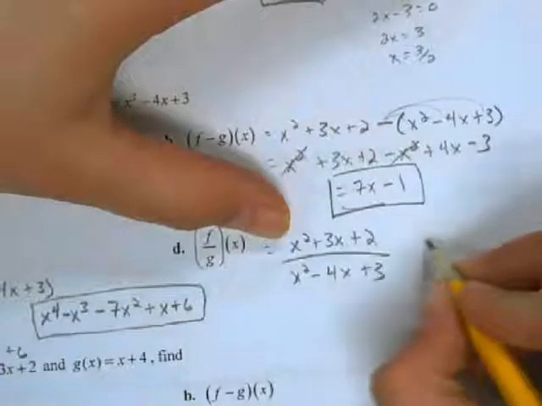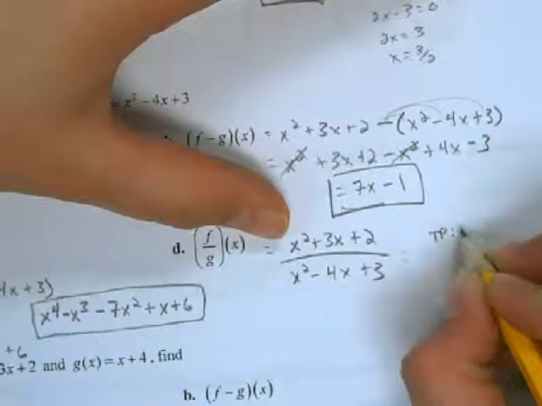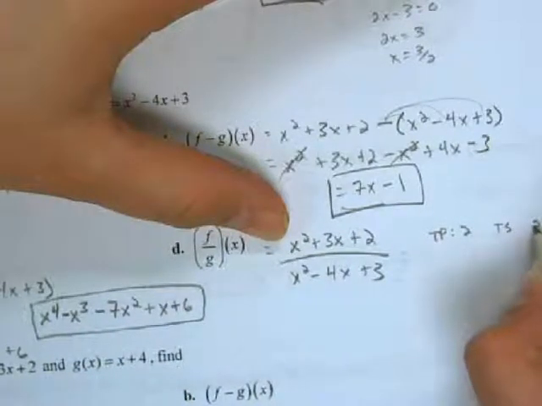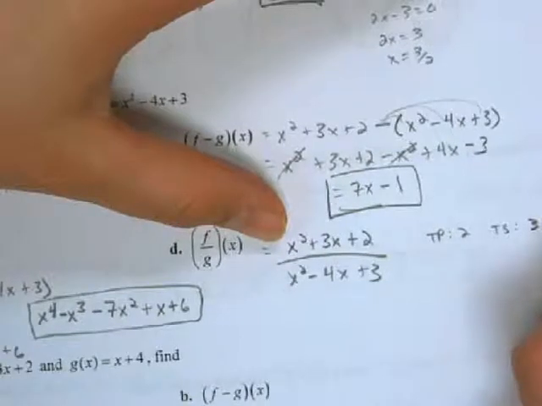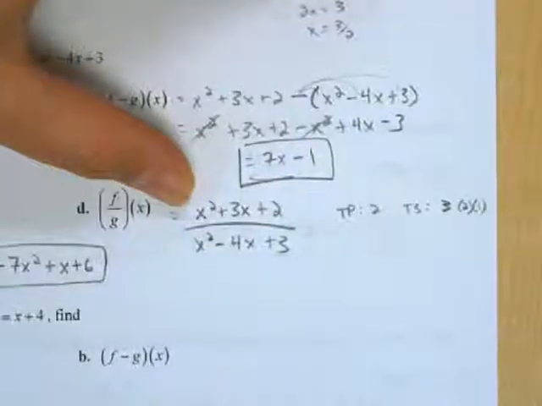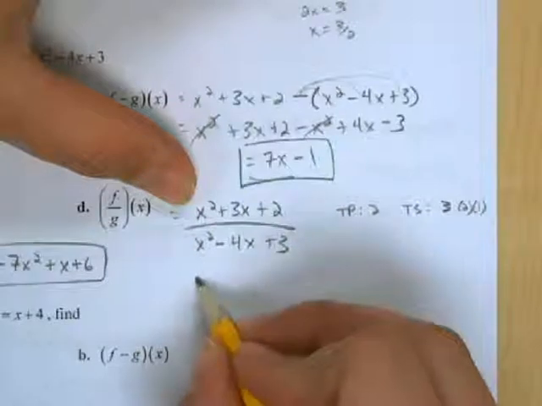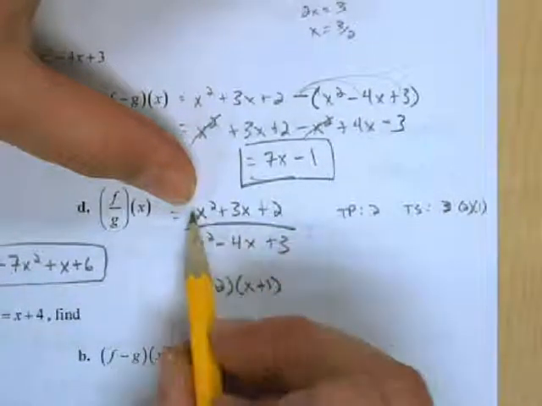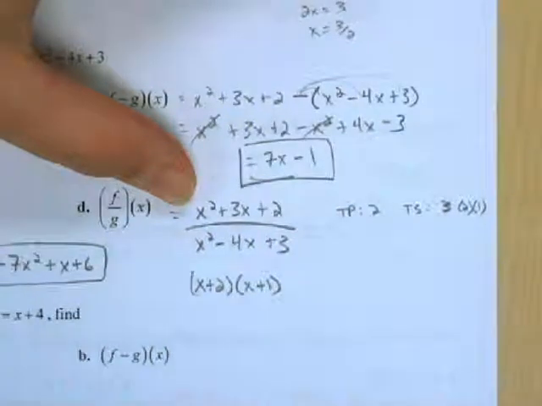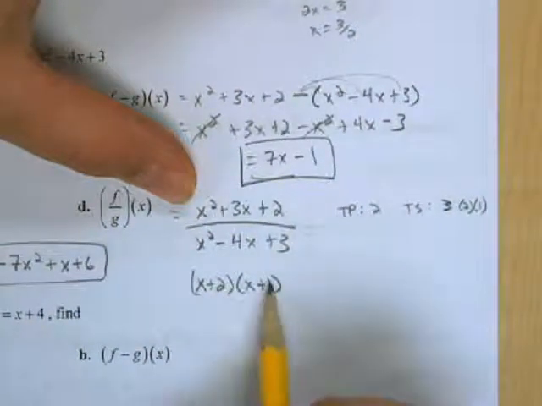So target product here is 2. Target sum is 3. So my two numbers that multiply to 2 but add to 3 would be 2 and 1. So I get x plus 2 and x plus 1. Keep in mind that I am allowed to do the shortcut because there's no number in front of x squared, it's just a 1. So I can shortcut this and do x plus 2, x plus 1.